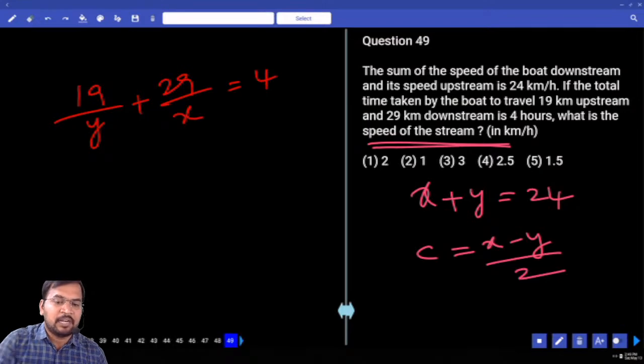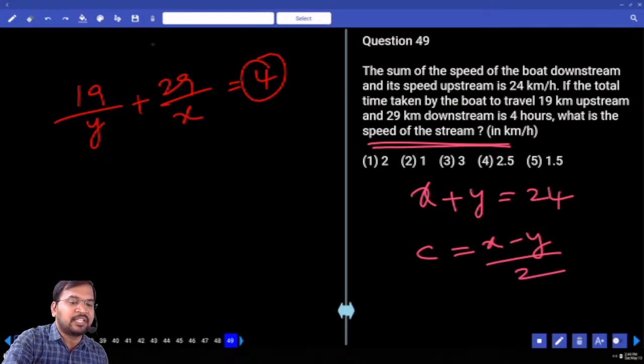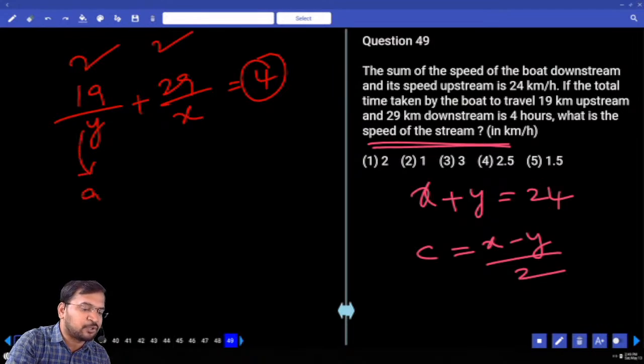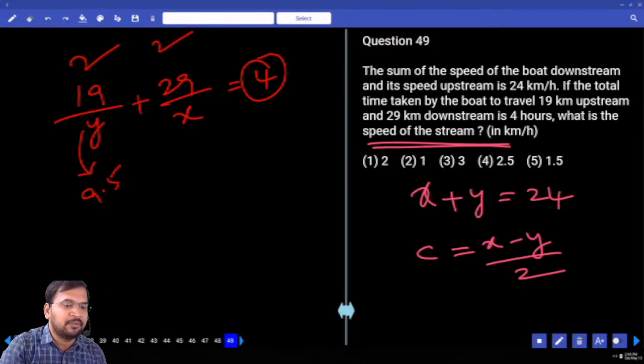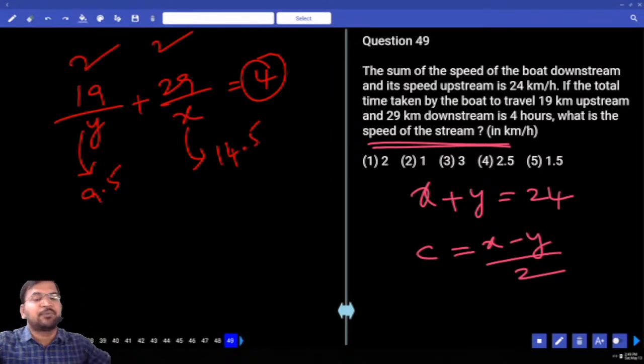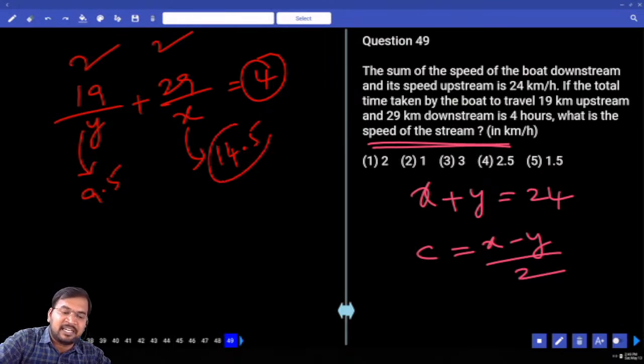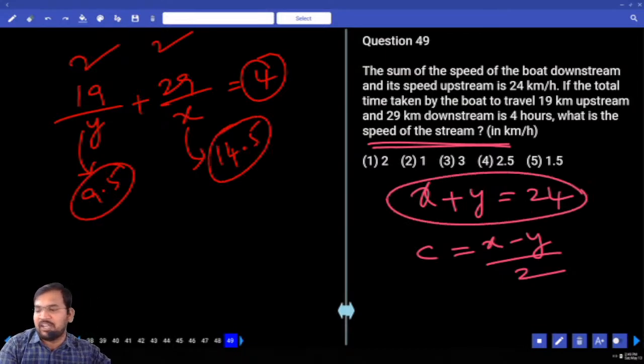Now, the 4 hours, I am going to take this is 2 hours, this is 2 hours. If this is 2 hours, this value should be 9.5, and this value should be 14.5. Now 14 and a half 2 times, 9 and a half 2 times is 19. 9 and a half plus 14 and a half is 24 only. X plus y is 24 only.